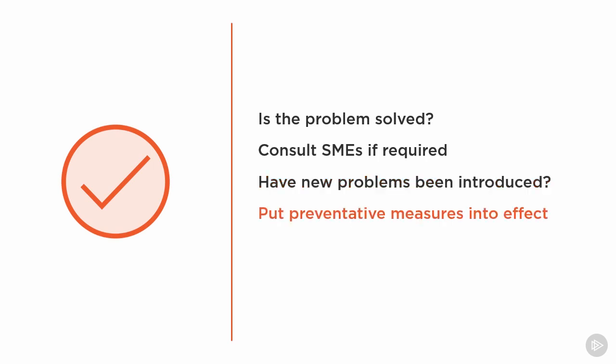Putting preventative measures into effect, for example, might mean applying updates on a scheduled basis. If the problem with a situation was that updates weren't applied, then maybe we need to make sure they are applied, and scheduling would be one way to put that into effect.